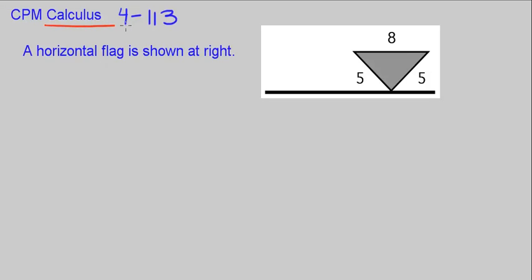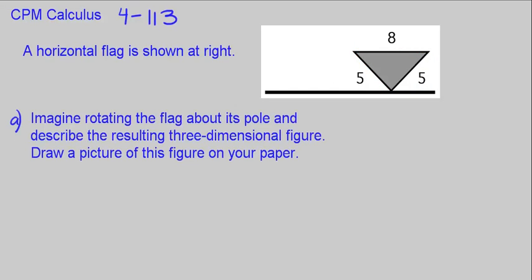This is CPM Calculus Chapter 4, number 113. So here we have a horizontal flag right here. Okay, so this is the flag. Part A of the question says, imagine rotating the flag about its pole and describe the resulting three-dimensional figure. Draw a picture of this figure on your paper.